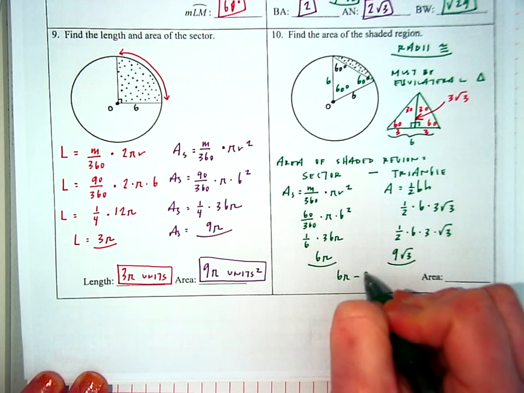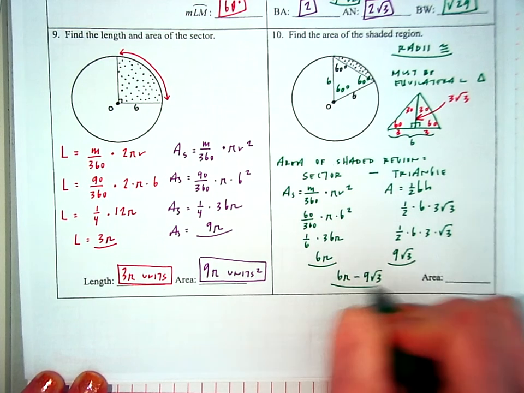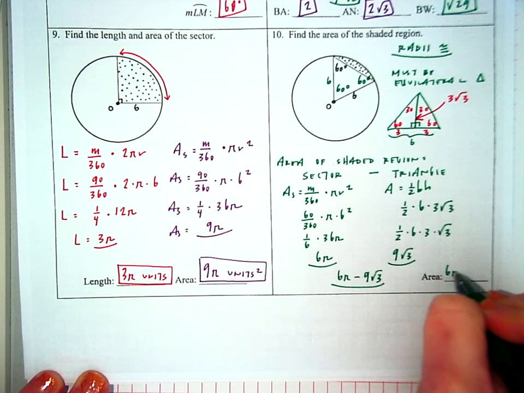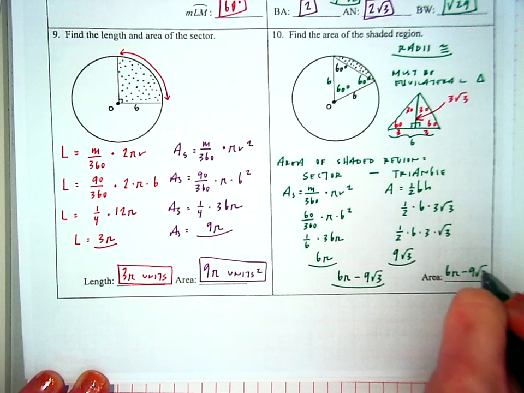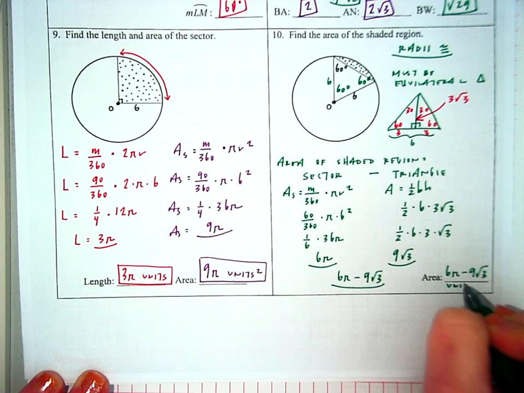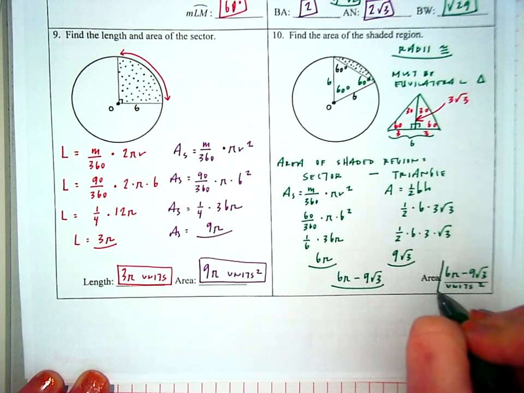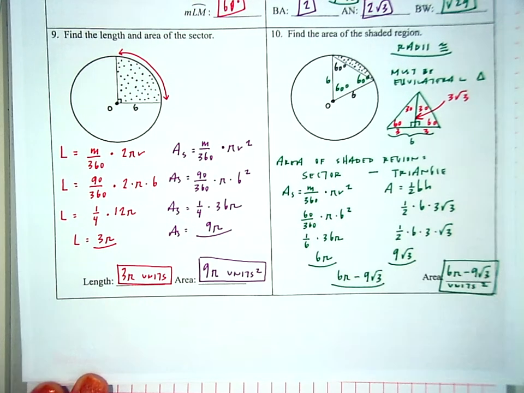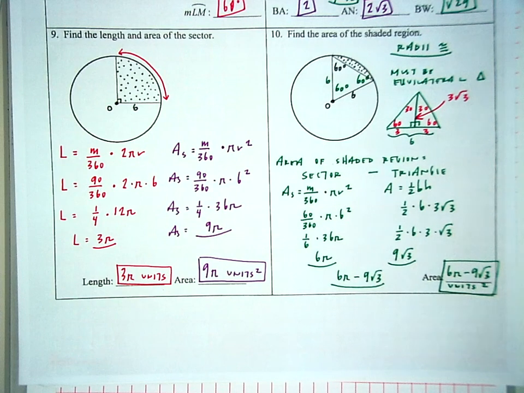So I'm taking my sector, subtracting my triangle, so 6 pi minus 9 root 3 is my answer when I write it exact. I'll always take it exact unless I specify otherwise. And since it's area, we always have to write it in terms of units squared, square units.